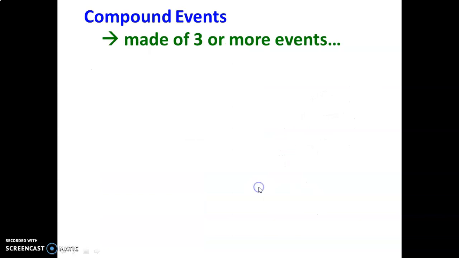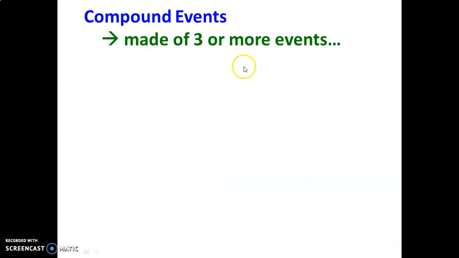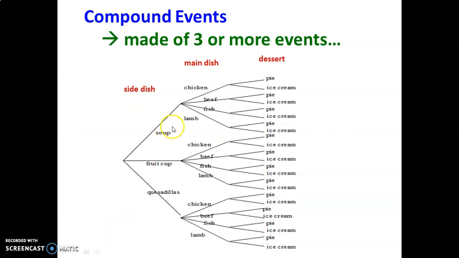Okay, so now let's go to the next one. Let's say you had 3 or more events. So again, here you had 2 events. You roll 1 die, you roll another die. So a sample space diagram works. But if you rolled 3 dice, you could not show it on a sample space diagram, because how could you show 3 things? This shows 2 things, 2 dimensions, but you cannot show it in 3 dimensions. So for 3 or more events, the sample space diagram is tough, but a tree diagram is still possible.